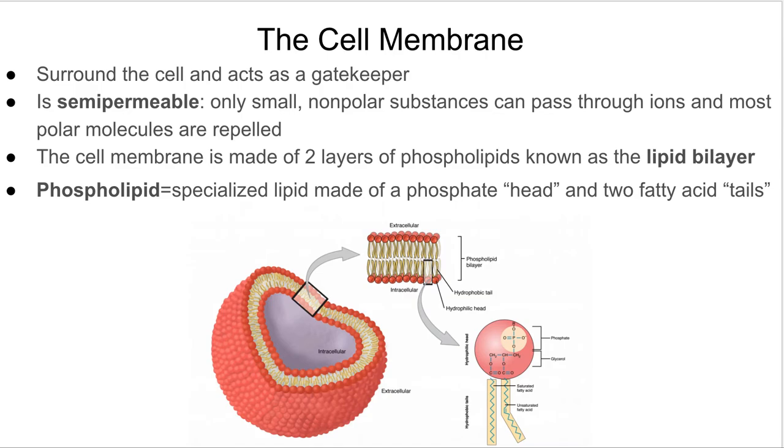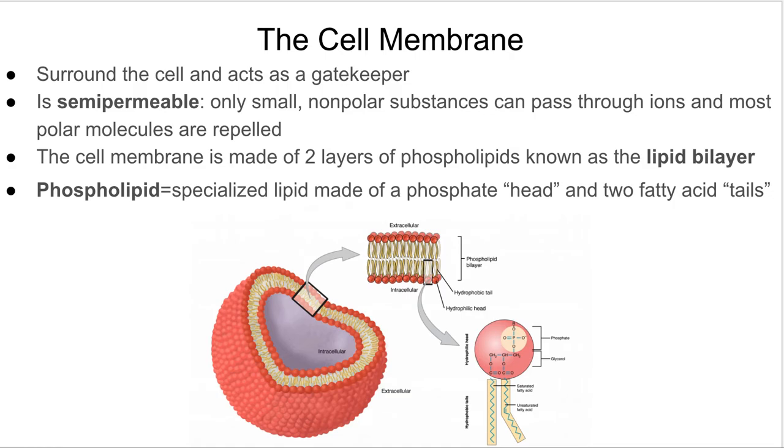The cell membrane is made up of two layers known as the lipid bilayer. You want to think of your cell as being double bagged, like at the grocery store when your groceries are put in one bag and another bag. That's kind of like the cell membrane. And the cell membrane is made up of something called a lipid bilayer.